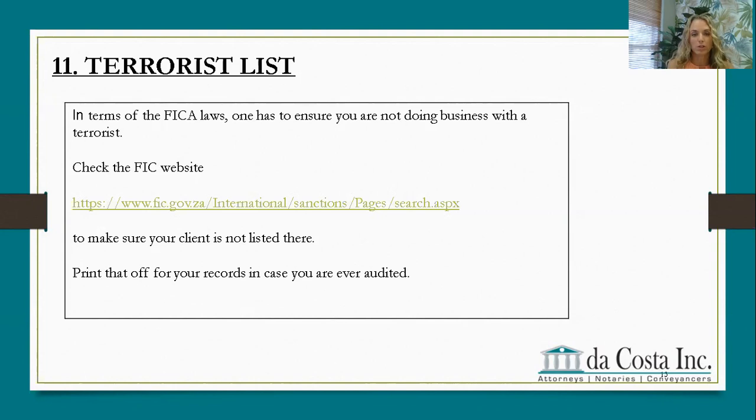So every estate agency should have a policy in place whereby, when opening a file, the person is searched for on this website. It hopefully says person not found. Yes, they could use an alias or whatever, but you do your best to figure out that they're not on that list, and you print that and you put that in the file in case it's ever checked on, okay? If they are terrorists, clearly you can't do business with them, okay?